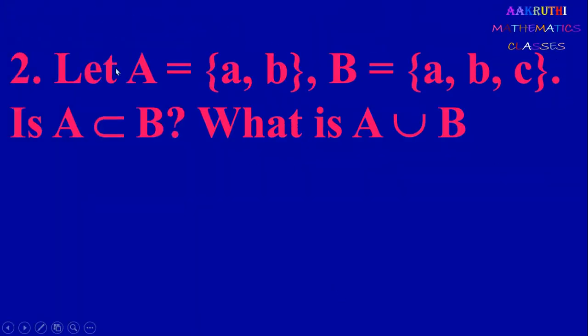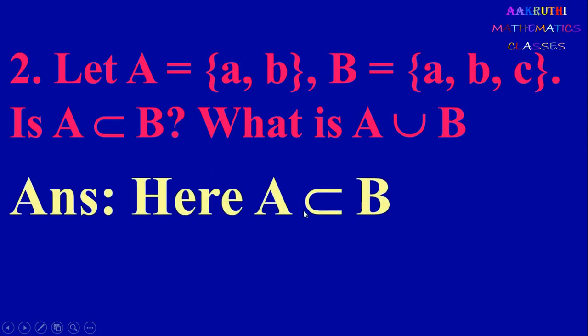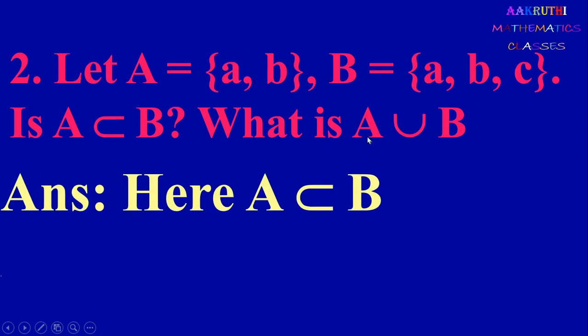So next question, let A equal {A, B} and B equal {A, B, C}. Is A a subset of B? What is A union B? Now here, whether A is a subset of B, you have to check this first. So here we have A, B and here we have A, B, C. All elements of A are present in B also. So therefore A is a subset of B. It is correct. Now what is A union B?